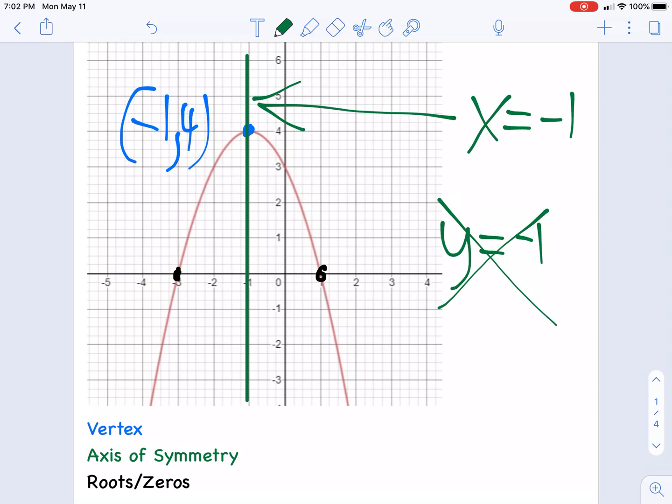Another common mistake might be to accidentally use the y coordinate instead of the x coordinate. So you could choose the line y = 4, or x = 4. That would be incorrect in this situation. So those are two common mistakes that you might make with the axis of symmetry.